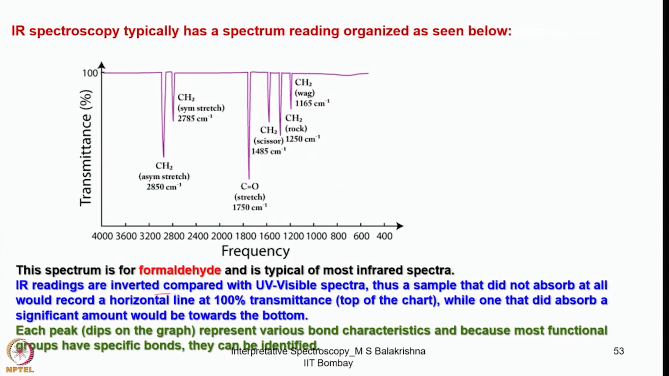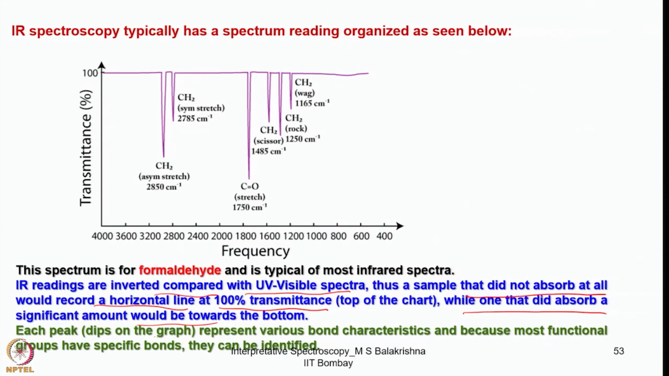IR readings are inverted compared with UV visible spectra. Thus, a sample that did not absorb at all would record a horizontal line at 100% transmittance, while one that absorbs a significant amount would be towards the bottom. This is in contrast to the spectrum that is recorded and plotted in case of UV visible or NMR. The horizontal line at 100% transmittance shows there is no absorption at all, but wherever absorption is there, that will come towards the bottom.